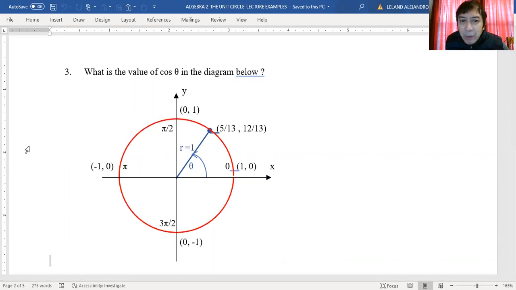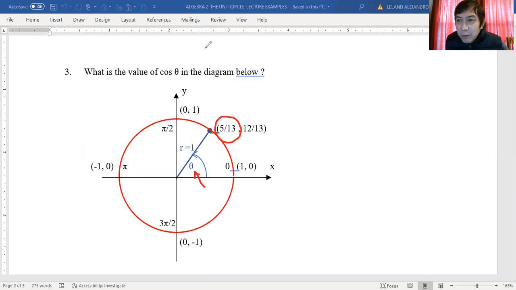Okay, in the diagram below. So which theta are we talking about? Well, it's over here. There's the theta. All right. So that means we're looking for the cosine of this angle, which is clearly this one, the x value.